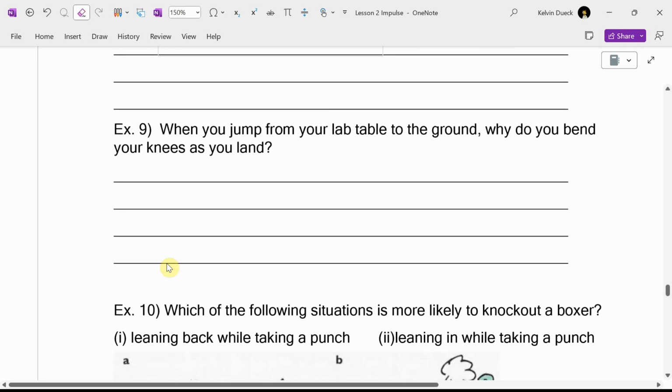When you jump from your lab table to the ground, why do you bend your knees as you land? Why don't you want to land stiff-legged? In fact, if you ever see a little toddler who's just learned to walk, like they're 2.5 or 3, you'll often see when they come to a curb, they like to jump down because for them, that's still a big height. They land stiff-legged their first few times, kind of awkwardly. It hurts. Then suddenly you see them at 4 or 5 at a playground. Now they're bending their knees. Sometimes they're even rolling as they land. They've learned. What are we increasing?